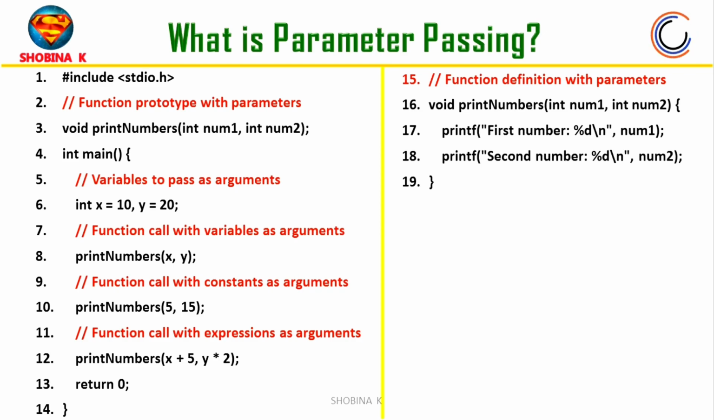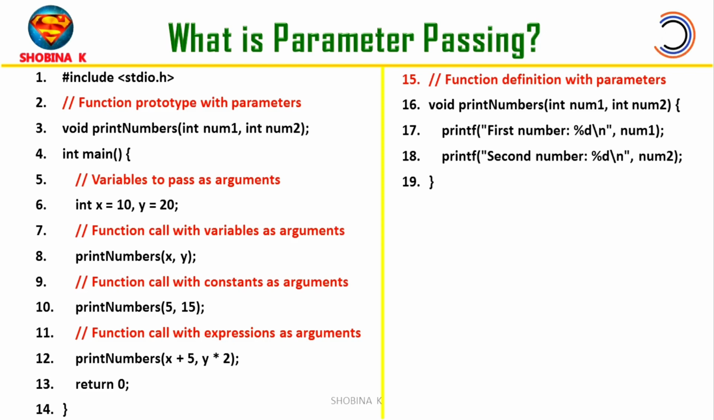In line 10, the print_numbers function is called with integer constants 5 and 15 as arguments. Line 12 calls the print_numbers function with the expressions x + 5 and y * 2 as arguments. And the return 0 statement ends the main function and indicates that the program has executed successfully. Line 16 defines the print_numbers function with two integer parameters, num1 and num2. Line 17 prints the value of num1 using the printf function. Line 18 prints the value of num2 using the printf function. Line 19 marks the end of the print_numbers function definition.